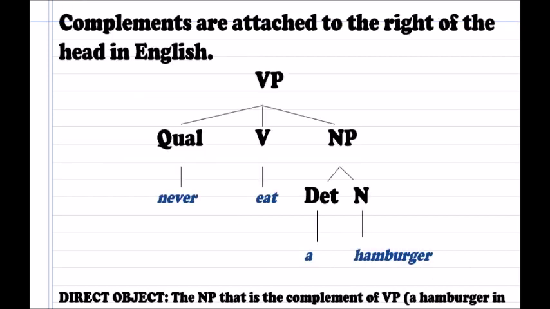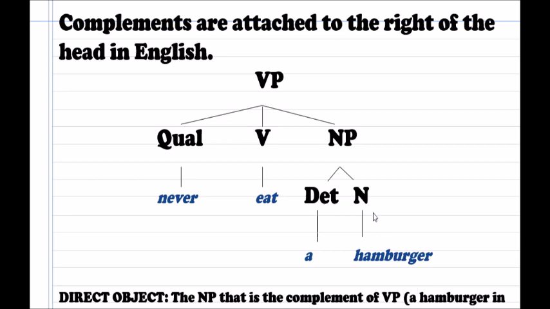Now, take a look at this example. A verb phrase consists of a qualifier, a verb, and a noun phrase. Now, how will we figure out where the complement is? Under the verb phrase there is a qualifier, which is never, and the verb or the head is eat. Under the verb phrase is also a noun phrase, which is a hamburger. A is a determiner and hamburger is a noun.